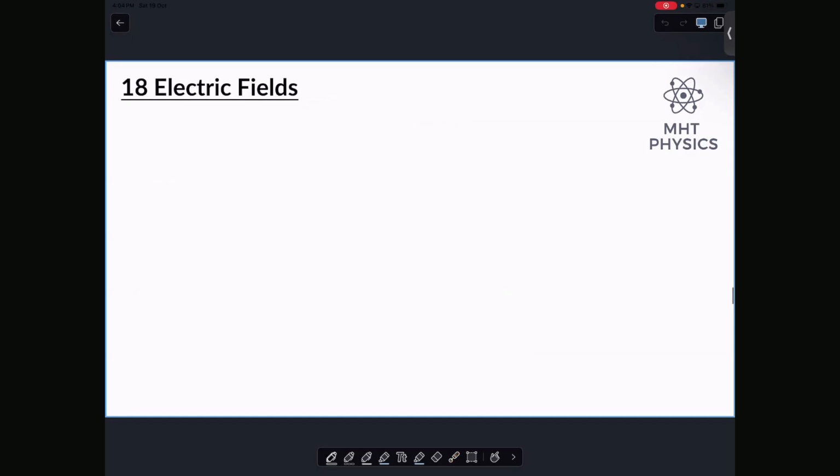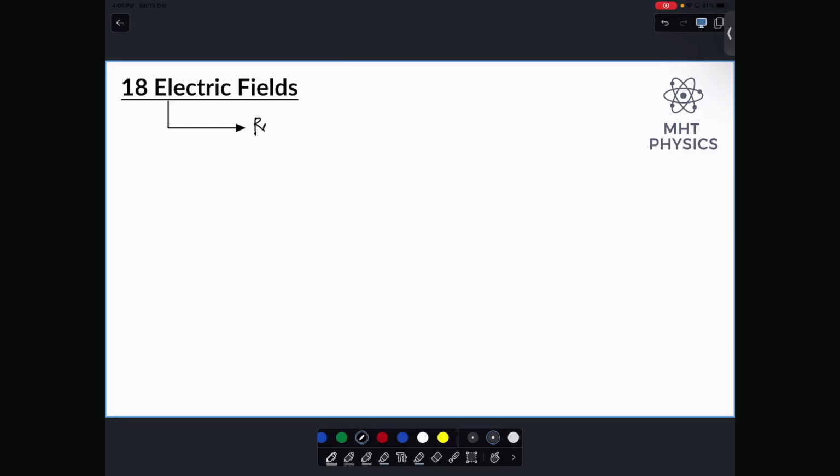So what's an electric field? As a Cambridge student, you know some of it from before because you had this in your O levels. Can anyone define what an electric field is? The same way you define a gravitational field, the same way you define a magnetic field. A gravitational field is a region in which a mass experiences force. What is an electric field? Correct, an electric field is a region in which any charge experiences force.